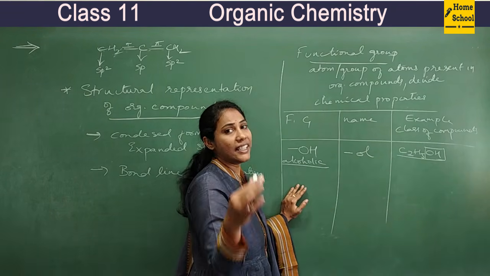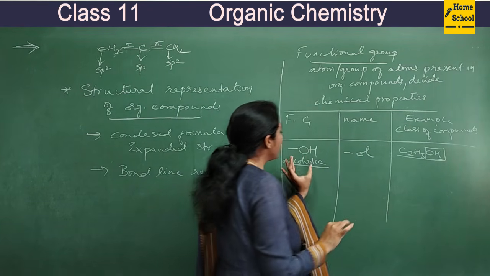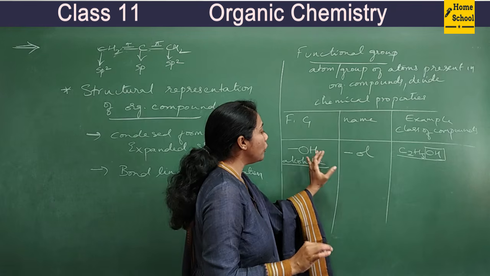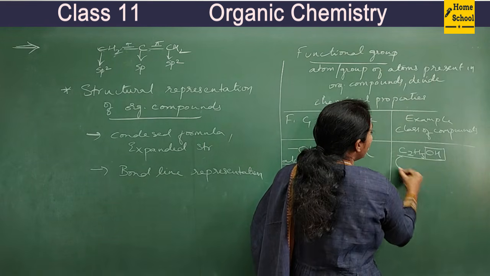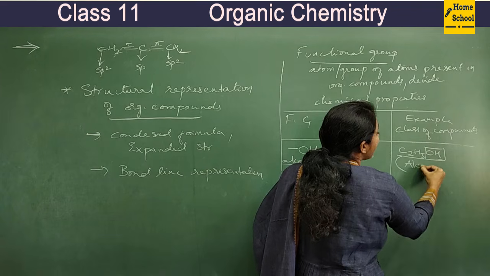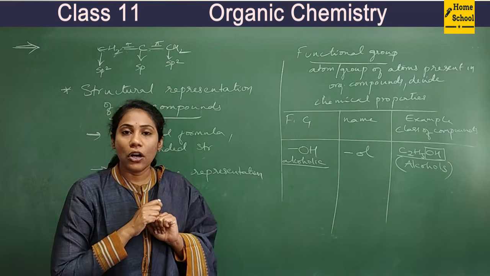We will learn the naming and all in the later videos. Just try to understand the group. So there is a functional group called OH. Whenever you have OH as a functional group, those compounds are called alcohols. They are called with the name alcohols.